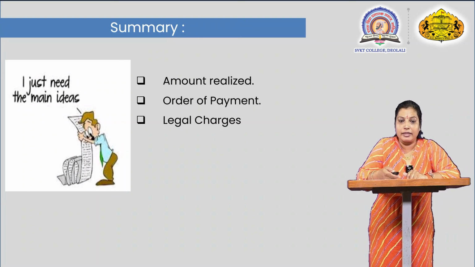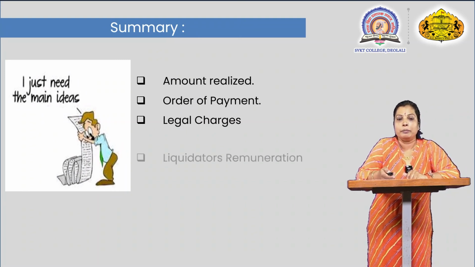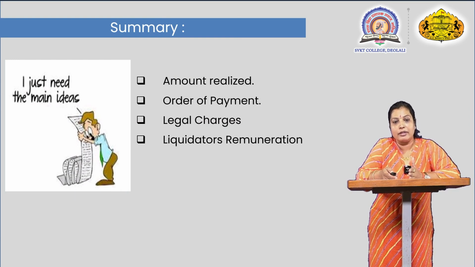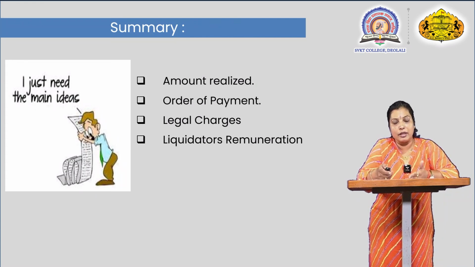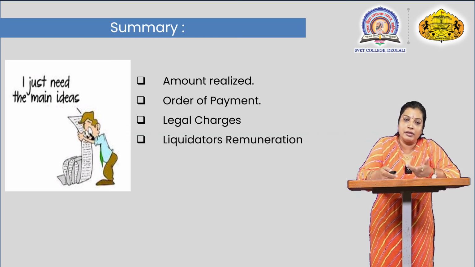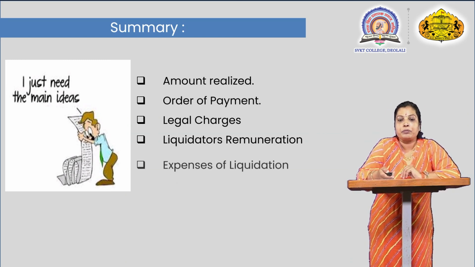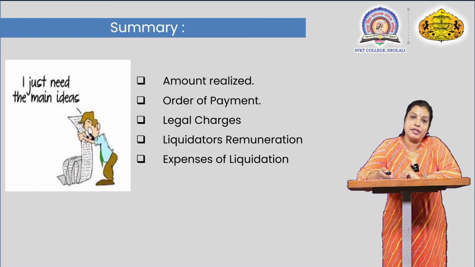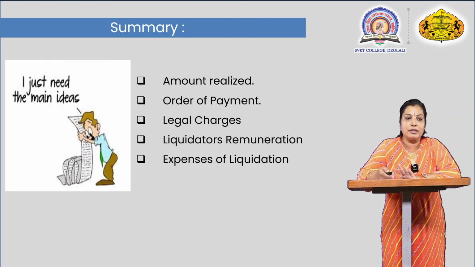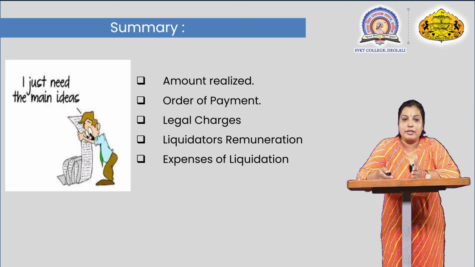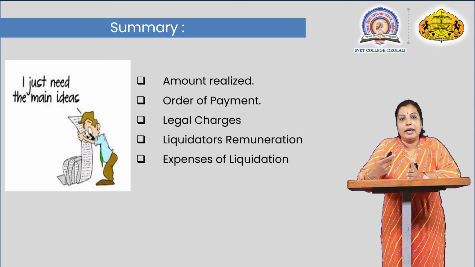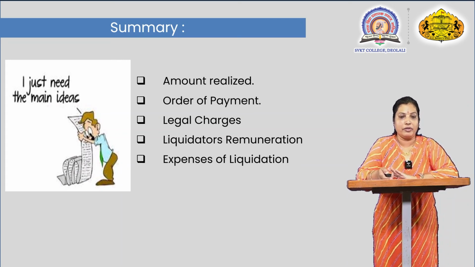After that, legal charges are also given in the problem. The order of payment is given in the format of the liquidator's final statement. Liquidator's remuneration is of various types, with two parts. First is fixed, second is 3%, 4%, 15%. It is also given in the problem. Next is expenses of liquidation. Expenses of liquidation can be 20,000, 25,000, 30,000. It can be minimum or maximum. There is no limit. There is a sequence, because if the sequence is not maintained by the liquidator, then the court will not accept this procedure under its supervision.